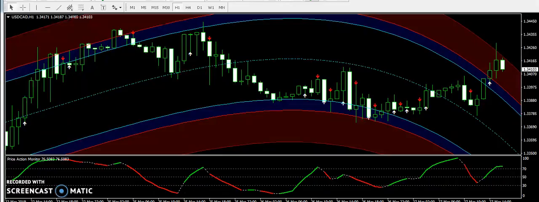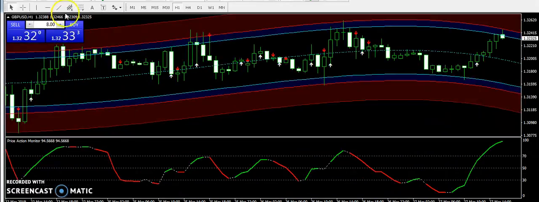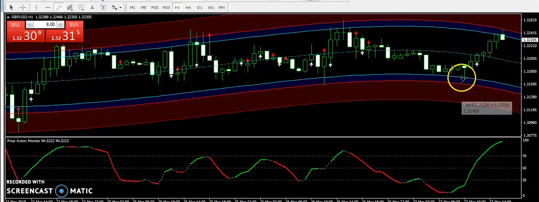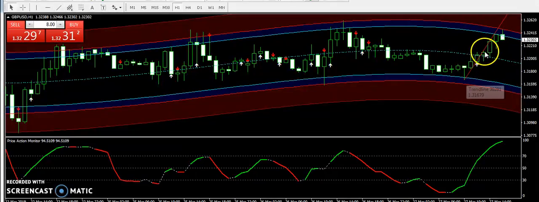Okay, now look at some other pair. Now look at Great Britain Pound USD. So guys, very simple. If you look here, basically the oversold level starts from the blue boundary. From the blue boundary the market started to go up, and then it reached the top red boundary. And now look at this candle. This candle looks like it is getting bearish pressure. So guys, we can take chances like this.